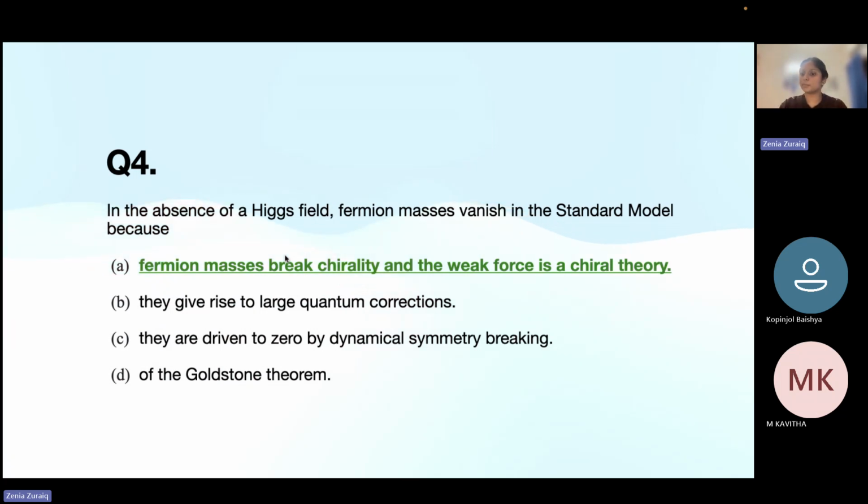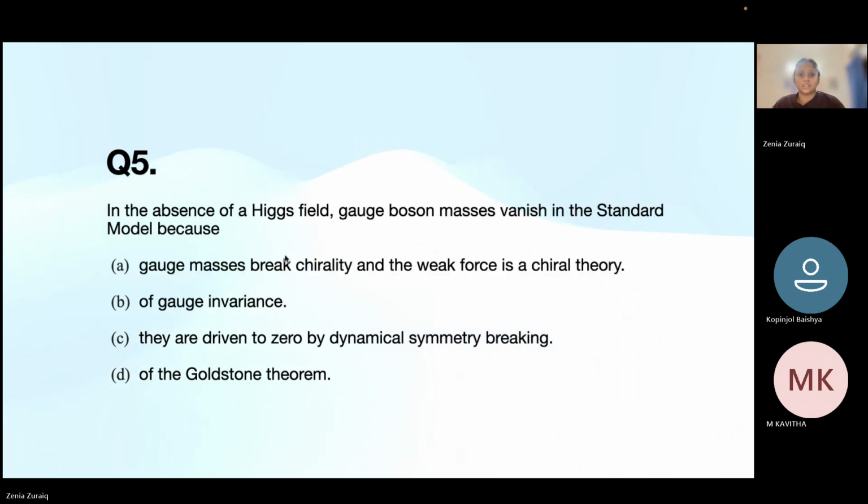If we wrote a term that combined both left and right-handed particles, then the gauge invariance would be broken. That's why we cannot write any mass terms just like that. Only if there's a Higgs field can we write terms which are combinations. I think in the lecture notes, once you write the Higgs field, there are combinations of different fields that you can write. Some of them do have left and right combinations, and that's how you can get it. Okay. So next question: in the absence of Higgs field, gauge boson masses vanish in the standard model because.